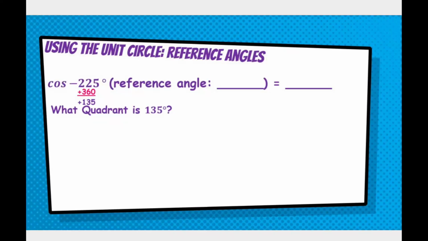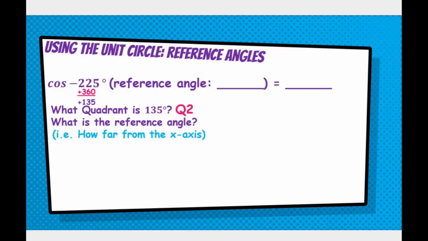What quadrant is 135 degrees in? That's in quadrant 2. All students, sine is the only thing positive in quadrant 2. So I can go ahead and make my answer negative if I want right now. I'll go ahead and put a negative sign in there. My reference angle, how far is 135 degrees from 180 degrees? That is 45 degrees.